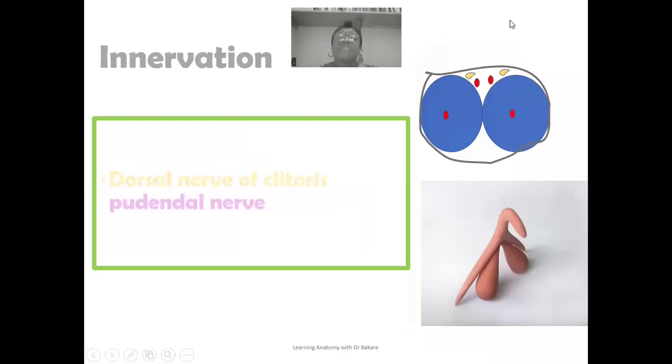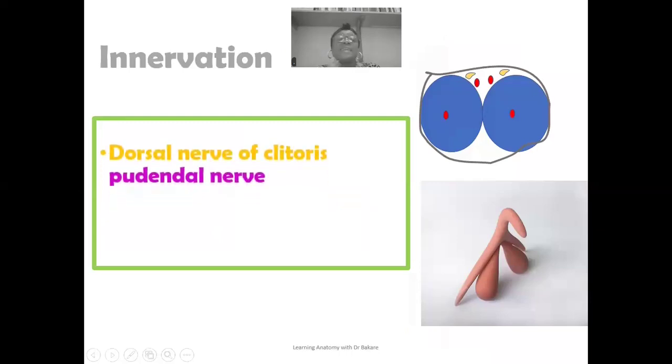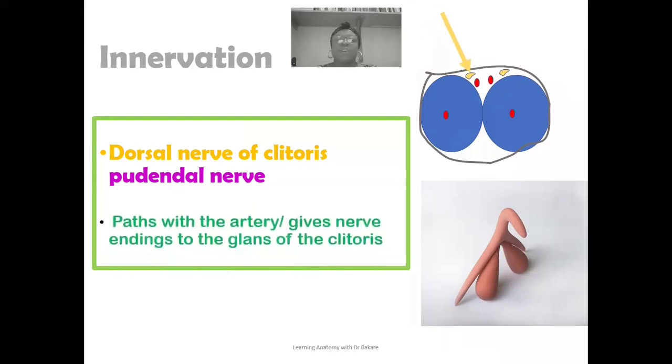Then going to the innervation, the clitoris is innervated by the dorsal nerve of the clitoris. The dorsal nerve of the clitoris is a branch from the pudendal nerve. The dorsal nerve of the clitoris is what is arrowed here in yellow, and you see it running along the corresponding named artery. And at this region, you see them finally terminating, giving off several nerve endings around the glans clitoris. And this is what is arrowed here at this point. And this is why we say that the glans of the clitoris is a highly sensitive sub-region of the clitoris.